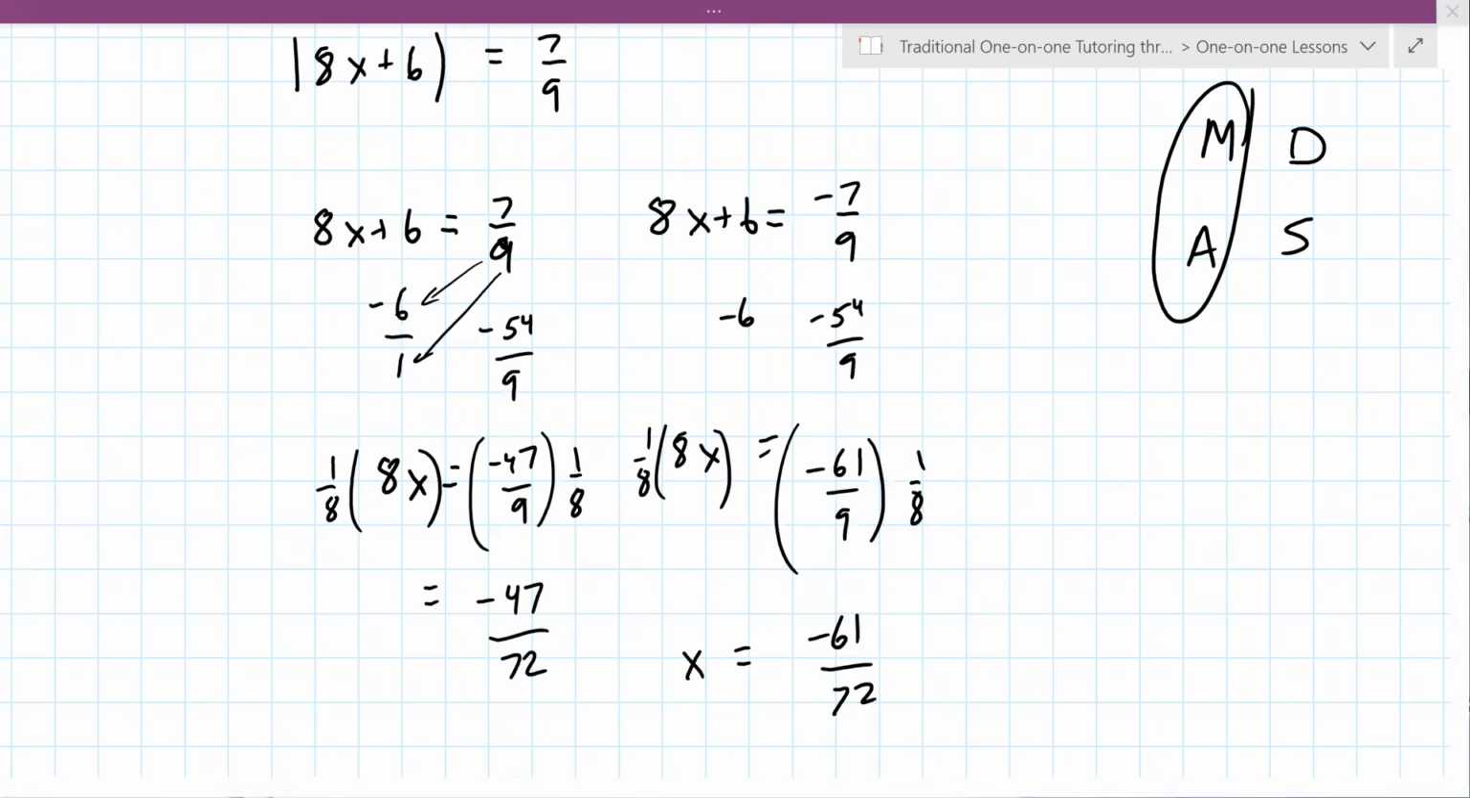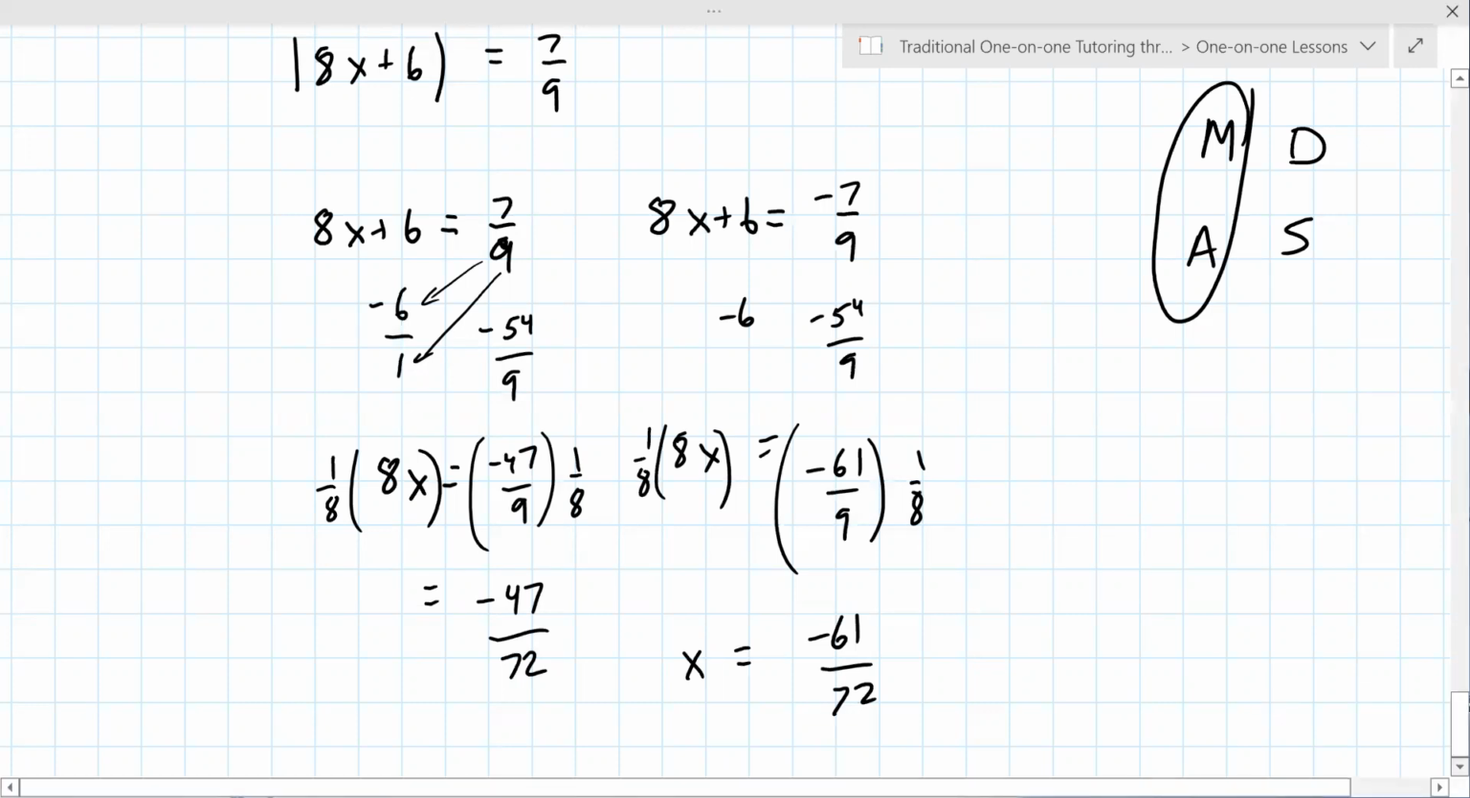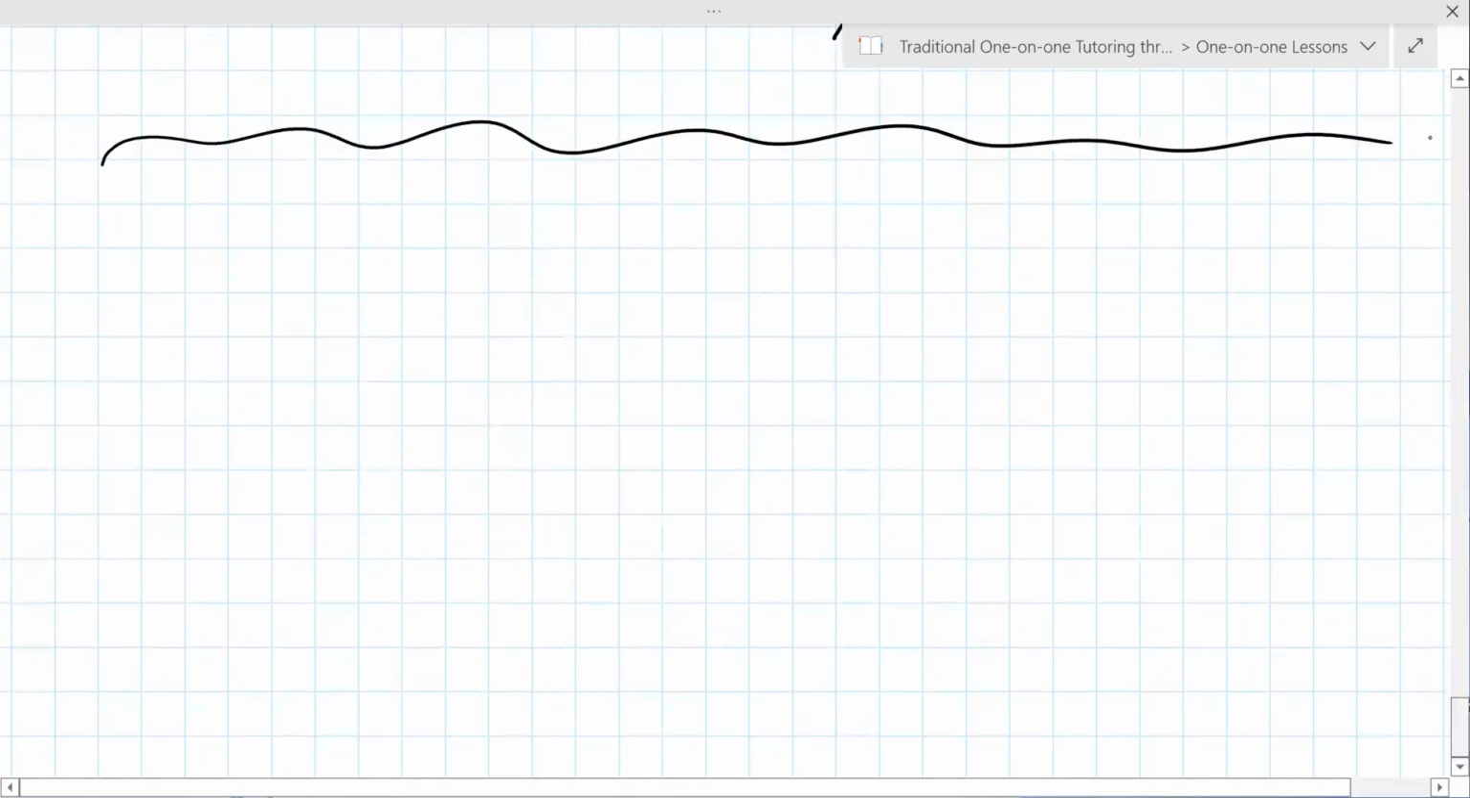So let me have you try this one and see if you can do it start to finish on your own, just the absolute value part, and then we'll talk about the rest of it. So I have absolute value of 6x plus 1 equals 3/4. Take a few minutes and see if you can solve that on your own, please.